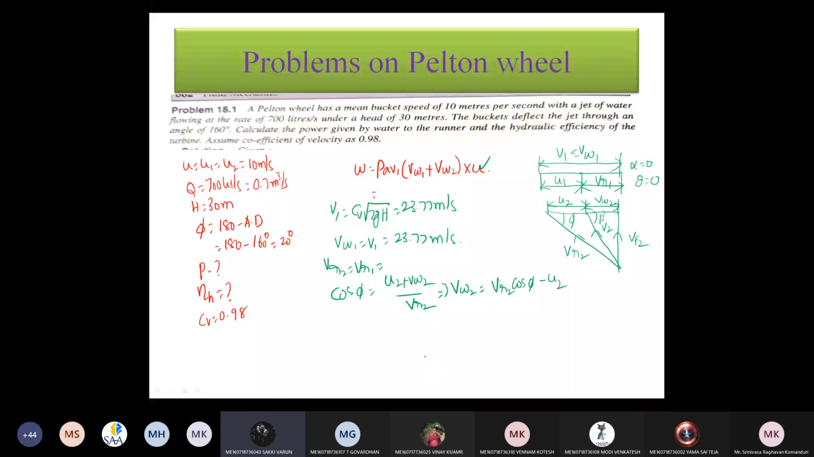Sir, 12.33 meters per second. Which one? Work done? Wrong. Wrong. What is the value of VW2? Anybody? Please tell me the value of VW2. 2.93, sir. 2.94. That is correct. VW2 is 2.94 meters per second.